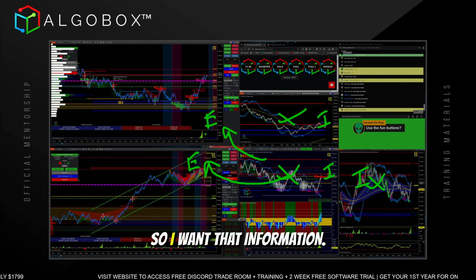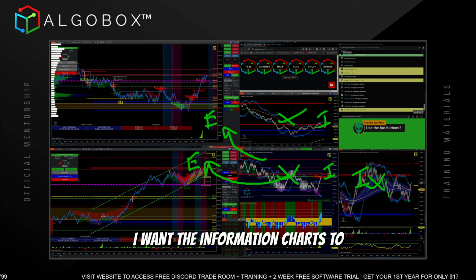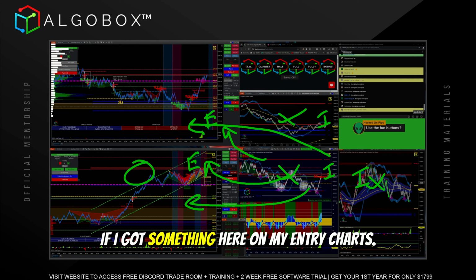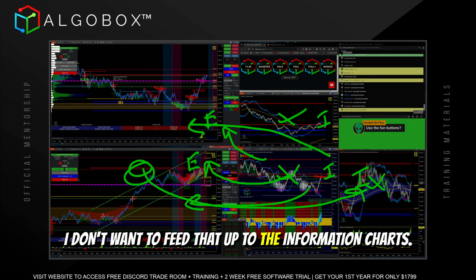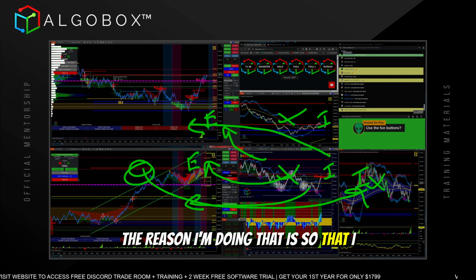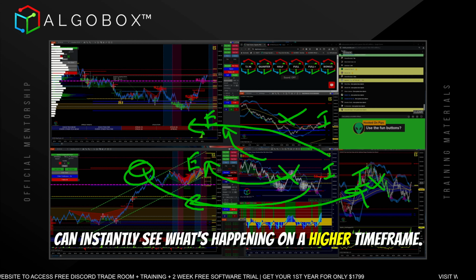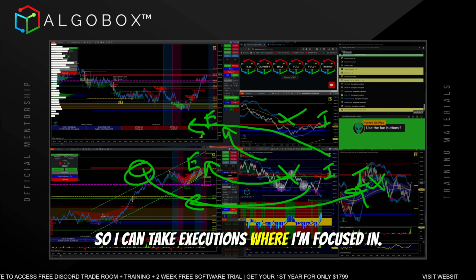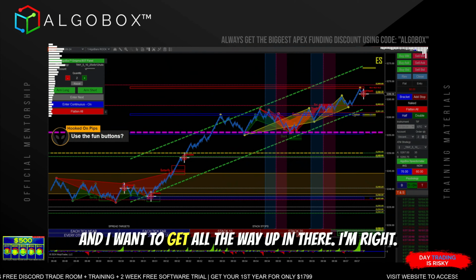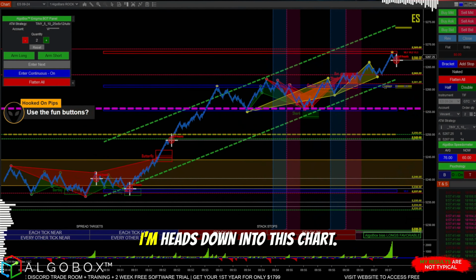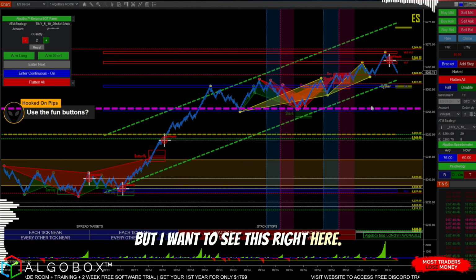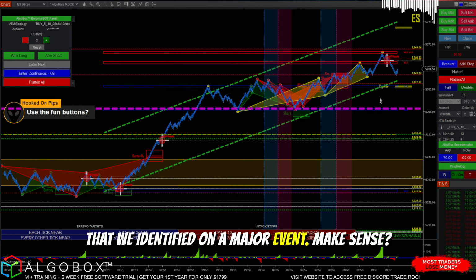Everybody got that? So I want that information. I want the information charts to feed down to my entry charts, but if I have something on my entry charts, I don't want to feed that up to the information charts. It just gets cluttered. Everybody understand? The reason I'm doing that is so that I can instantly see what's happening on a higher time frame, so I can take executions where I'm focused in as I'm zooming in here to my lower time frame chart. I'm heads down into this chart, and I'm not looking around at my other charts, but I want to see this right here that we identified as a major event. Make sense?